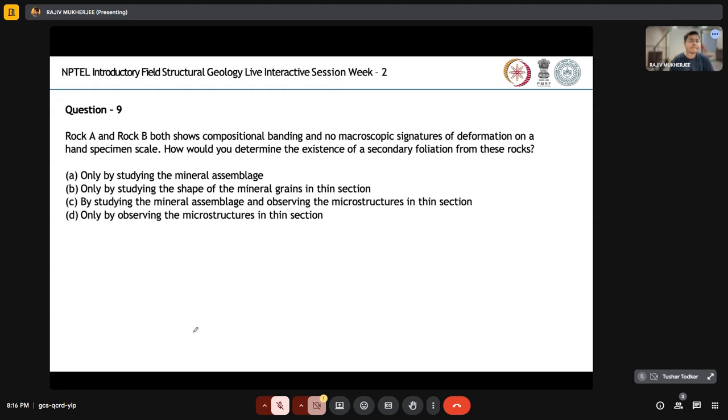Option C, by studying the mineral assemblage and observing the microstructures in thin section. Option D, only by observing the microstructures in the thin section.